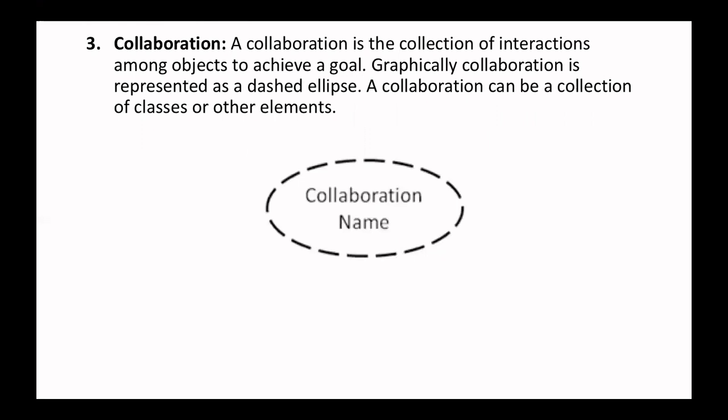Now moving to the next structural thing, collaboration. A collaboration is a collection of interactions among objects to achieve a goal. Graphically, a collaboration is represented as a dashed ellipse. A collaboration can be a collection of classes or other elements to provide some cooperative behavior that's bigger than the sum of all the elements.